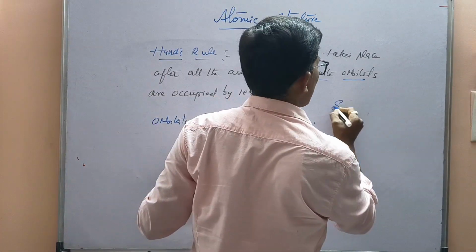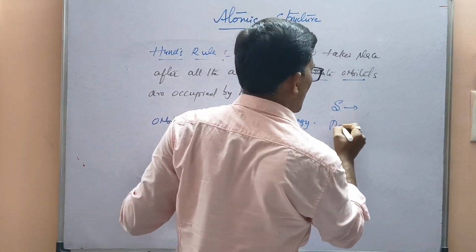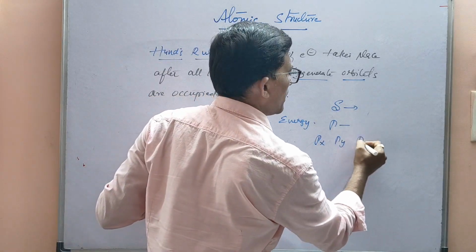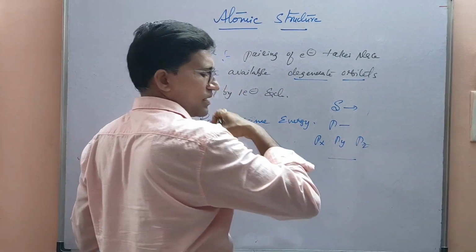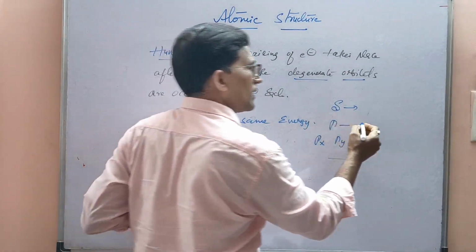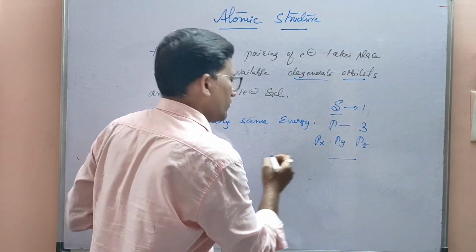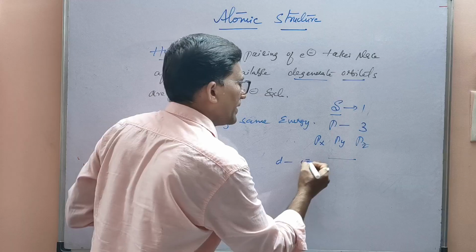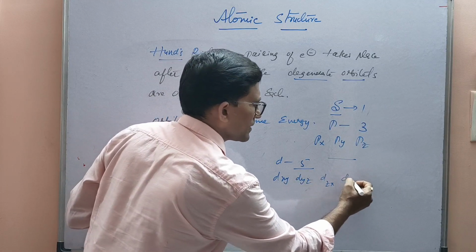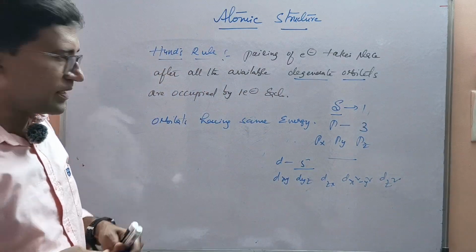For the s orbital, there are no other degenerate orbitals, only one orbital is there in s. In the case of p orbital, we have three degenerate orbitals. They are px, py, pz. All these three orbitals have the same energy, hence they are called degenerate orbitals. So p has three degenerate orbitals, s has only one, and for d orbital we have five degenerate orbitals. They are dxy, dyz, dzx, dx square minus y square and dz square.